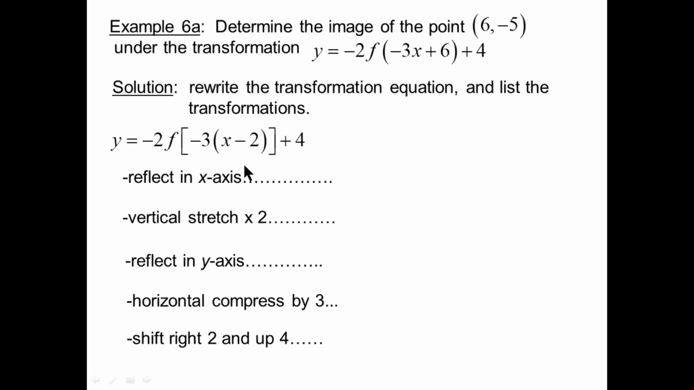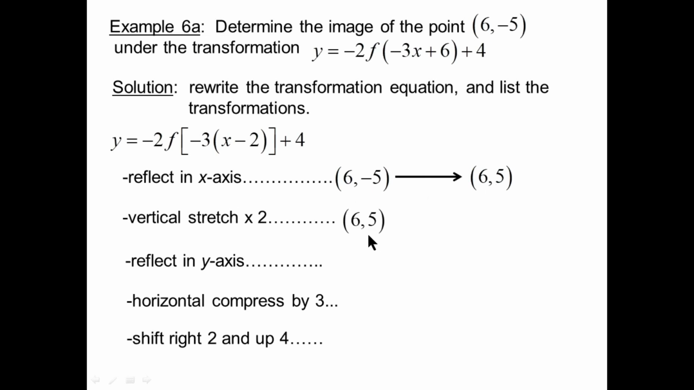Now let's start with this point and apply these transformations to it. So (6, -5) goes to, under a reflection in the x-axis, well, we know reflect in x, replace y with negative y. You see, we're putting together all the previous lessons. So this -5 will be positive 5. So we've applied this transformation.